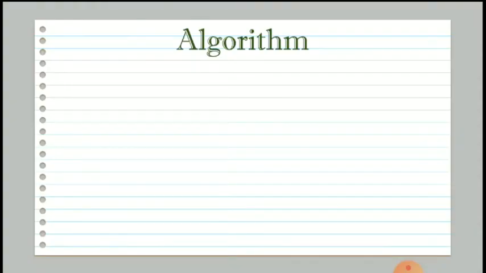So basically, algorithm is used to solve the given problem in step-by-step manner. Before writing any program in computer language to solve the problem, we use algorithm. Before studying what is algorithm, we will see one example.